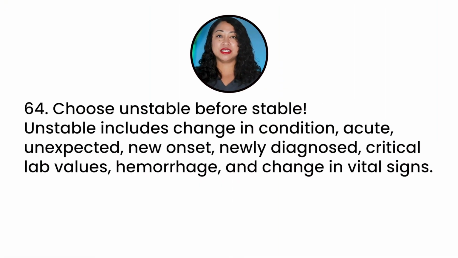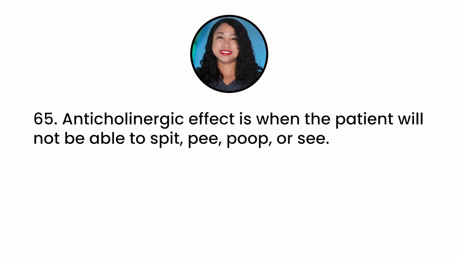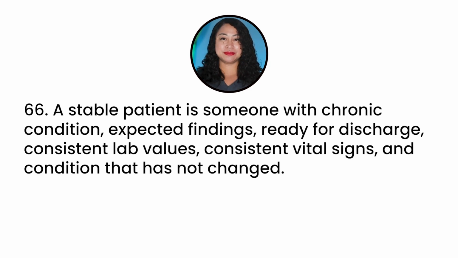Statement 64. Choose unstable before stable. Unstable includes change in condition, acute, unexpected, new onset, newly diagnosed, critical lab values, hemorrhage, and change in vital signs. Statement 65. Anticholinergic effect is when the patient will not be able to spit, pee, poop, or see. Statement 66. A stable patient is someone with a chronic condition, expected findings, ready for discharge, consistent lab values, consistent vital signs, and conditions that have not changed.